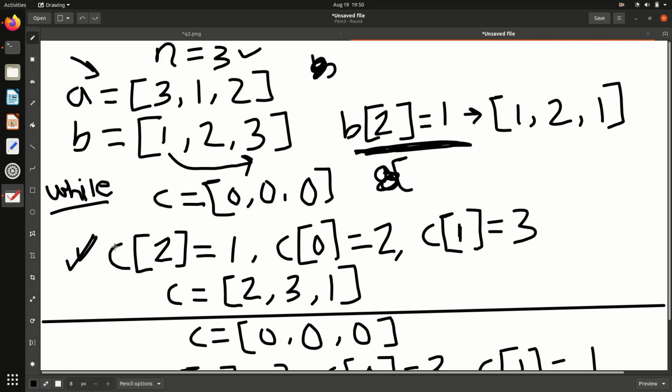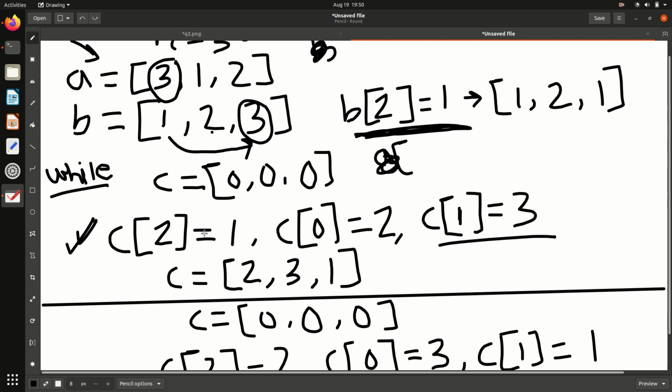Initially, c[a[i]] is 3 minus 1, 2. So c[2] is equal to 1. So c[2] equal to 1 basically means 1 is going to the third position. Now c[0], because now the index is 1, so minus 1. So c[0] is equal to 2. It means 2 is going to the 0th index. Similarly 3, where will 3 go? 3 will go to position 2, but indexing is minus 1. So c[1] is equal to 3. It means 3 will go to the 1st index.